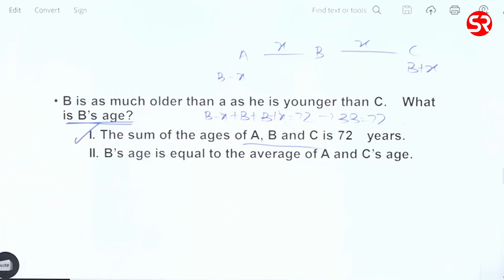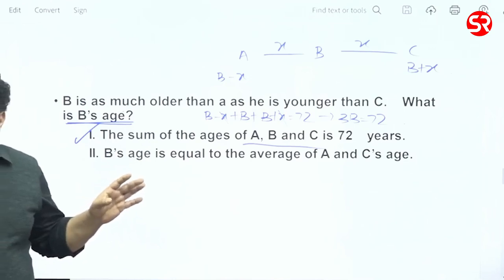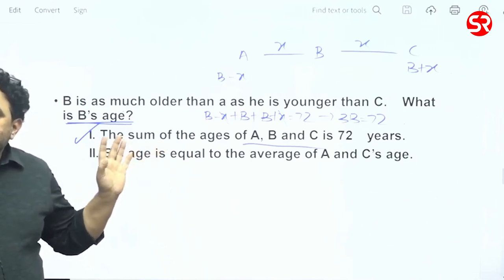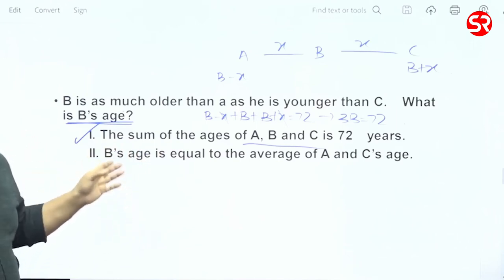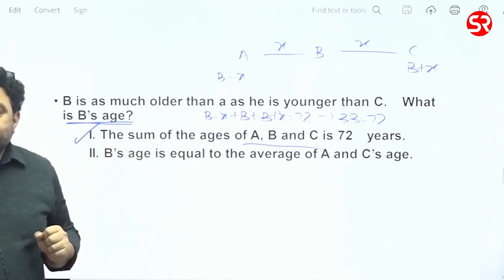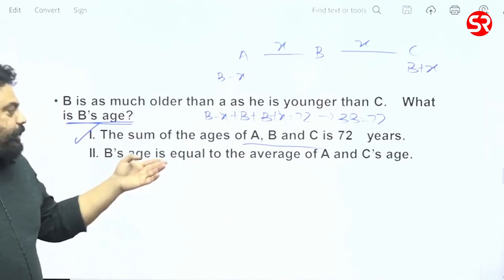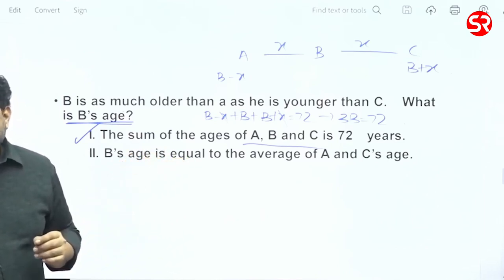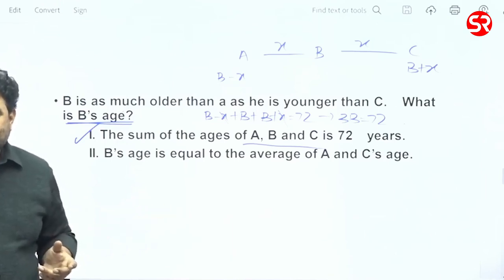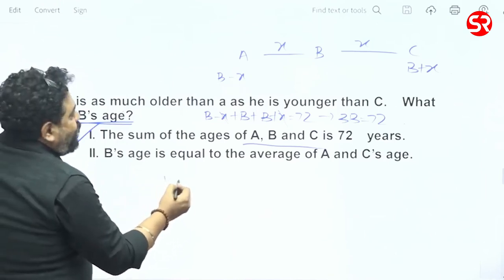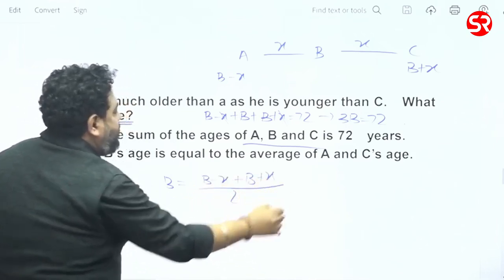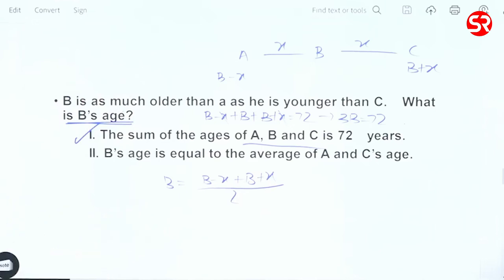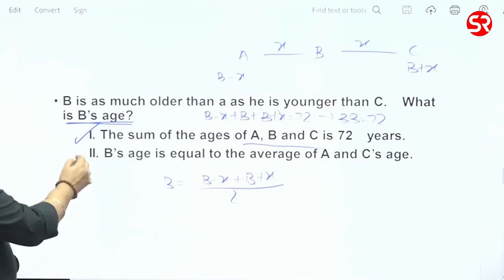Second, the age of B is equal to the average age of A and C. See, when you see the second, you forget the first. He says B's age is equal to the average of A and C, but the question is what is B's age? The second statement is not giving B's age, it is just giving knowledge. What is B's age from the second statement? B's age is equal to B minus X plus B plus X upon 2. Agreed, agreed. What is the value? B is equal to B. No value. The second is not giving you the answer. The answer is 1.